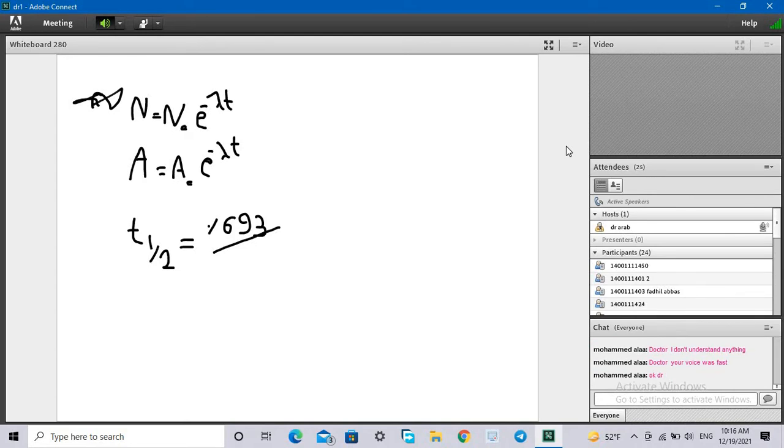And the half-life time is shown with this symbol. It equals this value divided by lambda. This equation is very, very important. Please take note of them and memorize them.